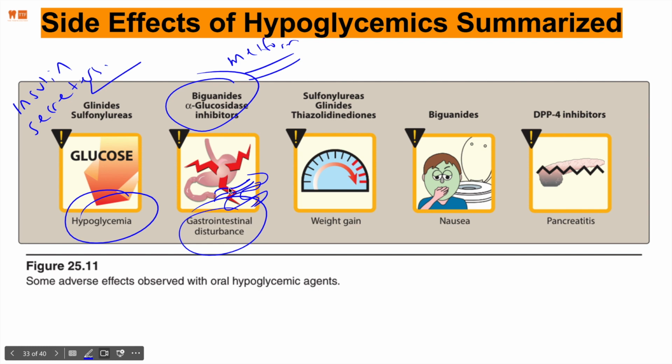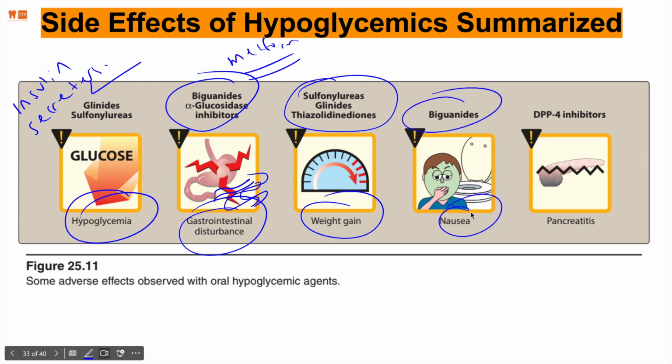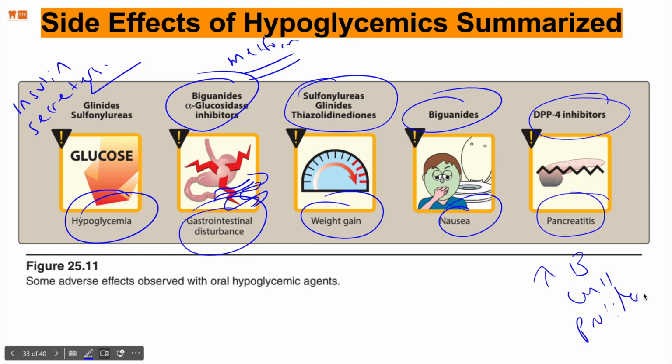And that causes stomach issues, GI issues. Sulfonylureas, glinides, and TZDs cause weight gain. Biguanide metformin causes nausea. And DPP4 inhibitors cause pancreatitis because they increase B cell proliferation.